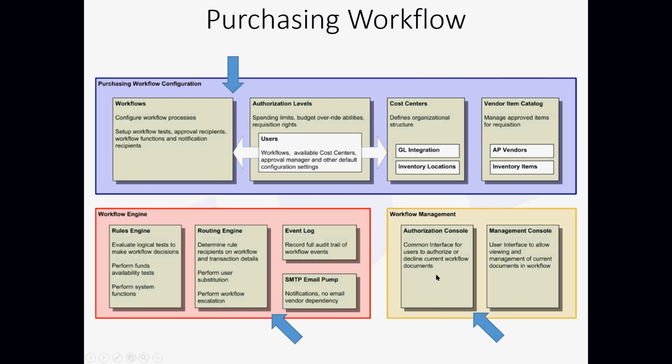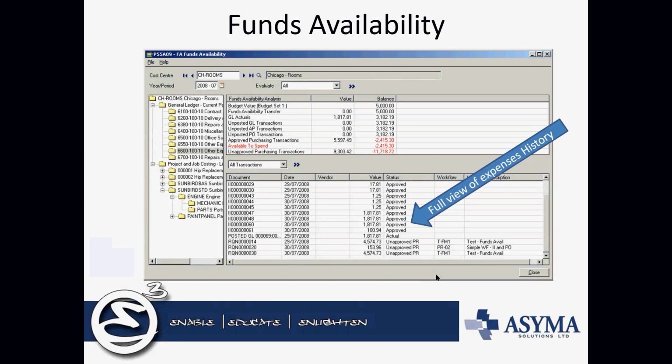Okay, good question. So let me go back to this funds availability. This is real time what's going on in your accounting system. It's giving your cost center managers and department heads real time information on what's being spent and what they're incurring all the time. They may forget that they approved a PO a month ago and may not have received the item, but they're going to see that it's sitting out there and where it is in the system itself.